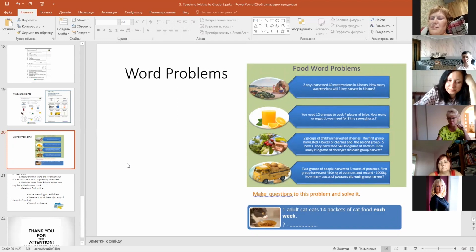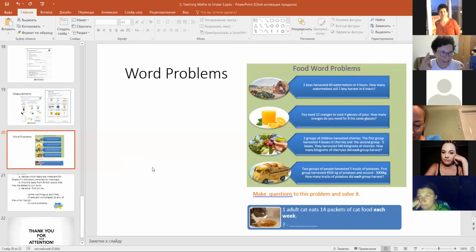How many packets does he eat every month? Absolutely. Or a day. Every day. Or how many packets does he need for like 10 days? Has he eaten when he's 3 years old? Lots of questions, imagine. And this task will bring your kids to the thinking moment.